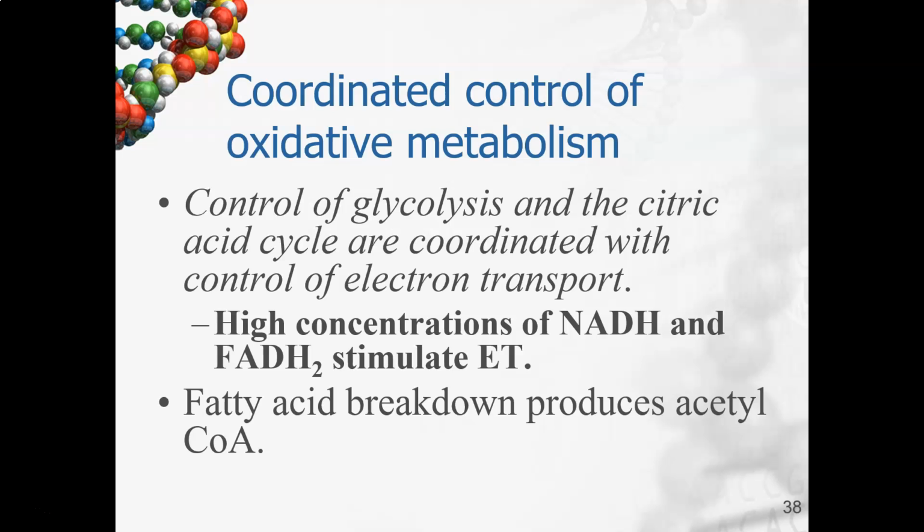So high concentrations of NADH and FADH2, which would occur in the presence of high rates of glycolysis and the citric acid cycle, will fuel electron transport. Fatty acid breakdown, as we're going to see on Friday, also produces lots of acetyl-CoA that goes through the citric acid cycle. That gives us a lot of NADH and FADH2, so that will also fuel electron transport.